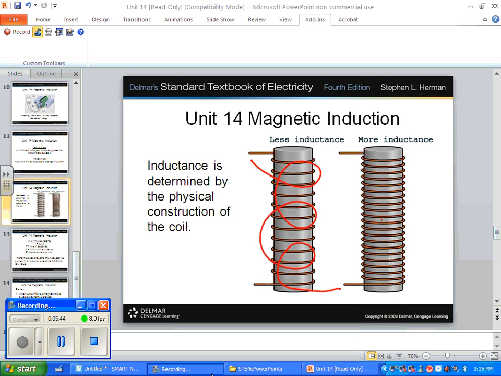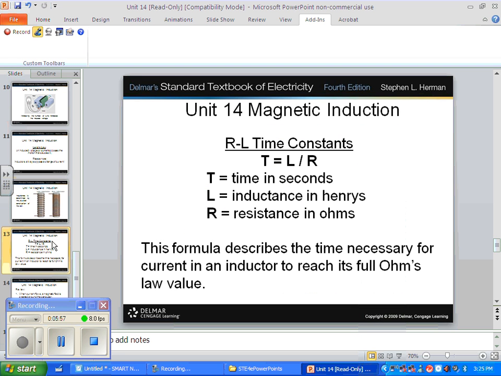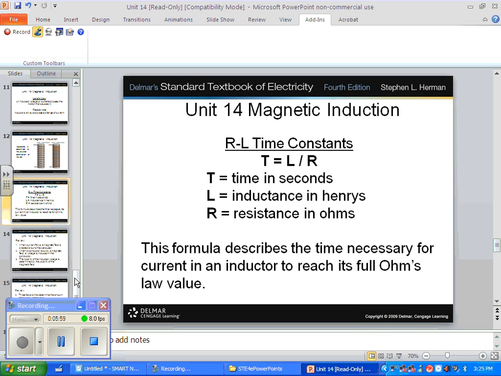Everybody see that? What would happen if we wound it the other way? What would change? Polarity, exactly correct. Beautiful. We would reverse polarity, exactly. Okay. Now we need to talk about RL time constants.